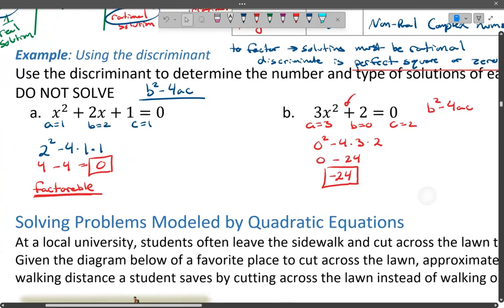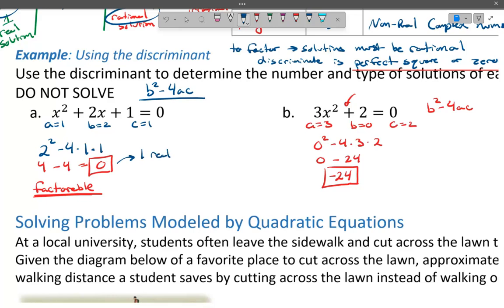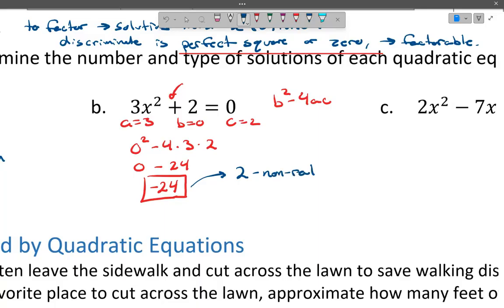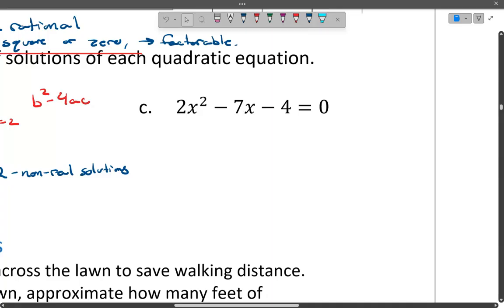I just realized I forgot to give the number and types of solutions. Since our discriminant was 0 over here, that means we're going to have one real solution. And as a side note, it is also going to be rational. Here, because our discriminant is negative, we're going to have two non-real solutions. Two non-real solutions.